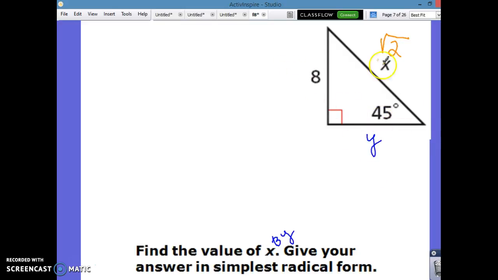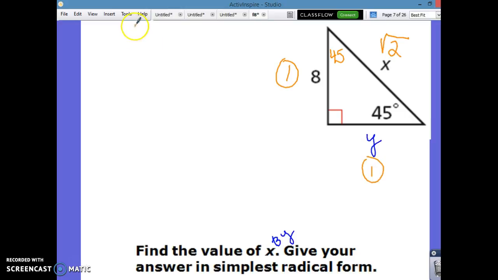What type of triangle is it? Is it a 30, 60, 90 or a 45, 45, 90? So that 8 will be a 1. Excellent. And the y will be a 1. Excellent. Now, that's the first question we have to ask ourselves.